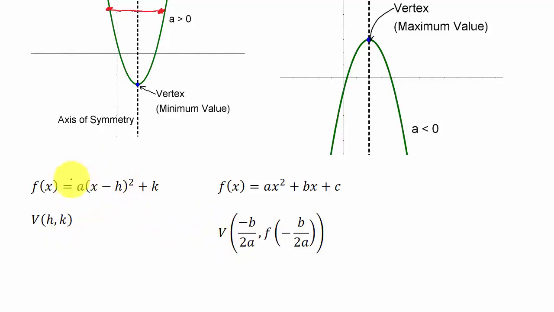Okay, so if it's in this form, your vertex is (h, k). If it's in this form, the x-coordinate of your vertex is minus b over 2a, where b is the number in front of x, a is the number in front of x squared. And then this f of minus b over 2a, this is your y-coordinate. How do we find the y-coordinate? Well, all this means is once you find your x-coordinate, you take this value, plug it in for x, and that gives you your y-coordinate. That's all that is.